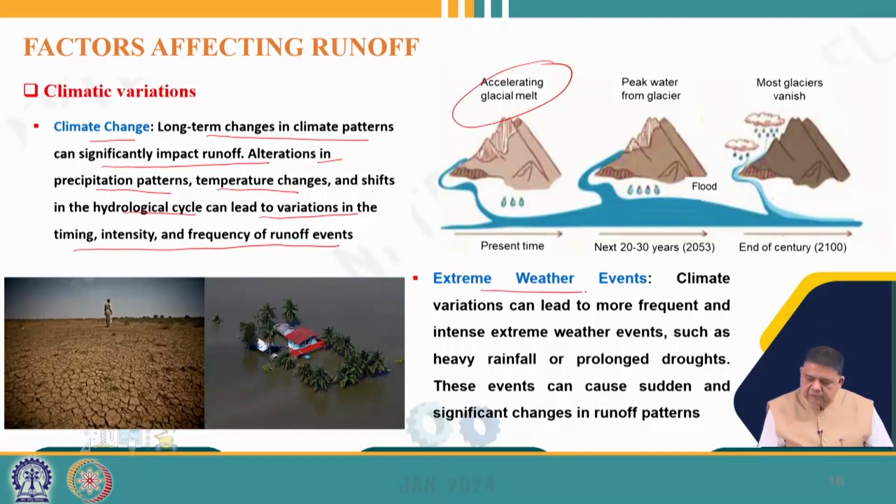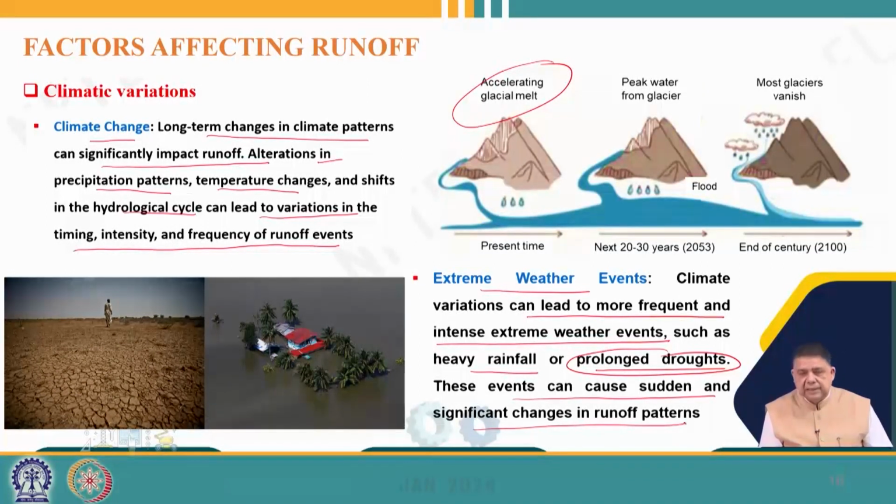And of course, the extreme weather events. Climate variation can lead to more frequent and intense extreme weather events such as heavy rainfall or prolonged drought. Of course, when we have heavy rainfall, then we will get a lot of flood water, and if it is a prolonged drought, then of course, there will be no runoff. So, these events can cause sudden and significant changes in runoff pattern as we can expect.